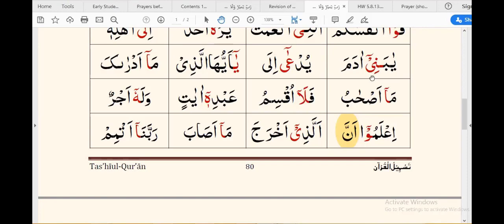Ya bani Adama. Ya bani Adama. Well done. That was much better. Well done, but just make sure that you're stretching this out for long enough. Okay, let's carry on. Over here, you're joining these two letters together.